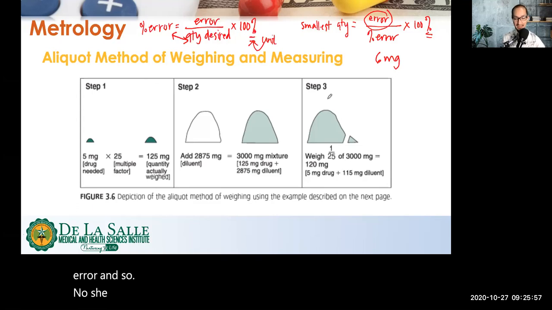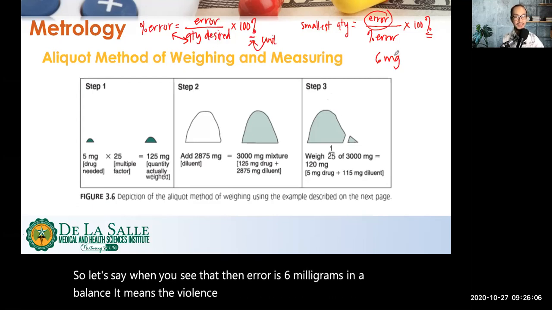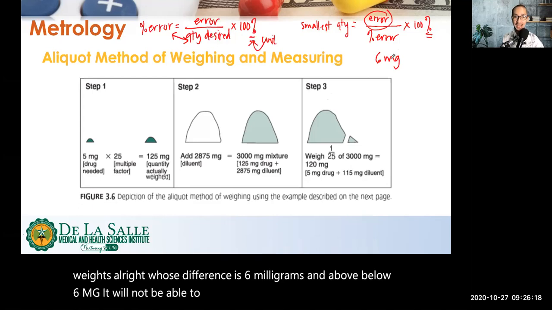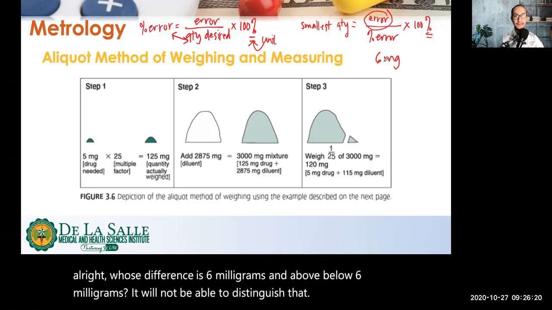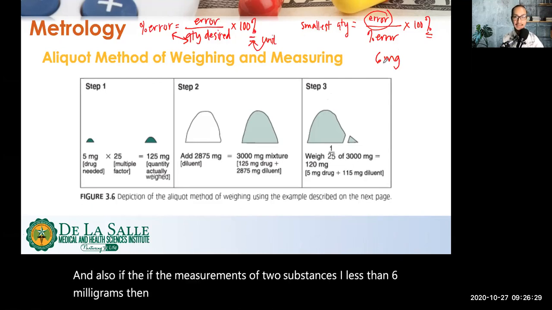So let's say when you see that an error is 6 milligrams in a balance, it means the balance is able to distinguish between weights whose difference is 6 milligrams and above. Below 6 milligrams, it will not be able to distinguish that, and also, if the measurements of two substances differ by less than 6 milligrams, then their weights are basically the same.